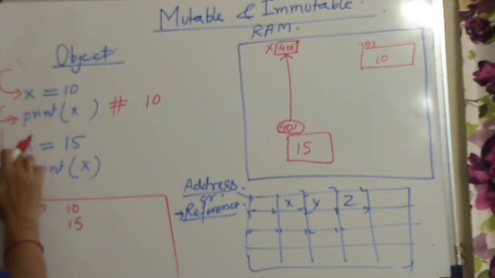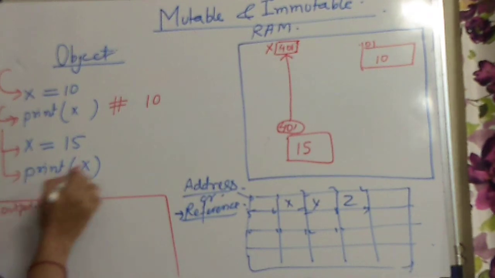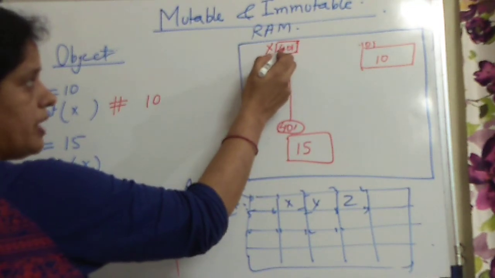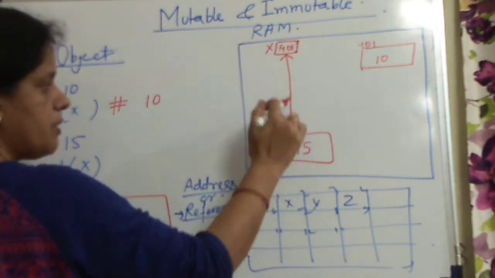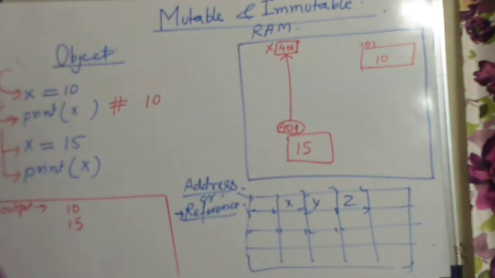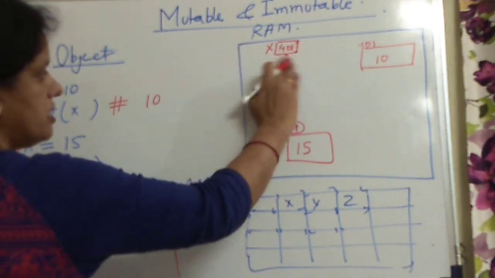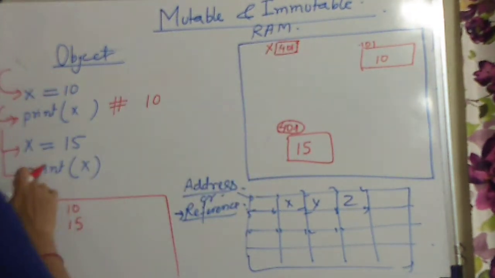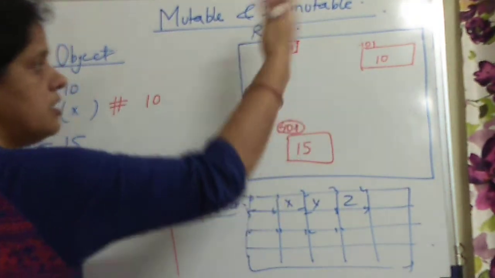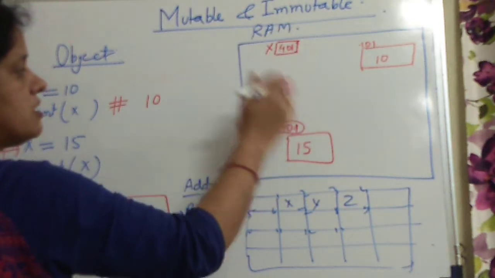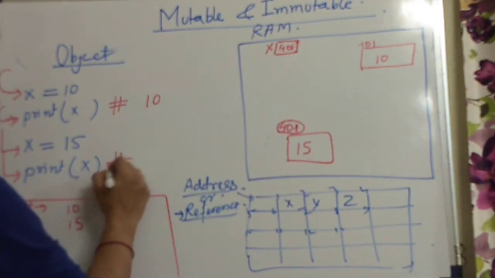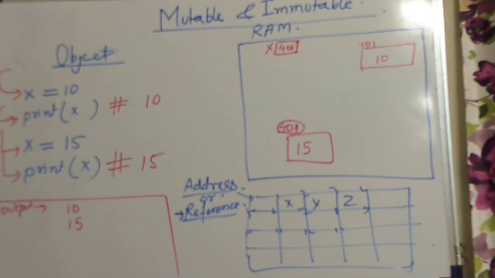Now when you come to the next line, print x, what will happen? The address held by x, 401, will be searched in the memory, and the value at 401 will get printed. Now just remove this arrow. When you write print x, x is holding the value 401, so this address will be searched in the memory. The system will find this 401 here, take the value from here and print this value, clear?